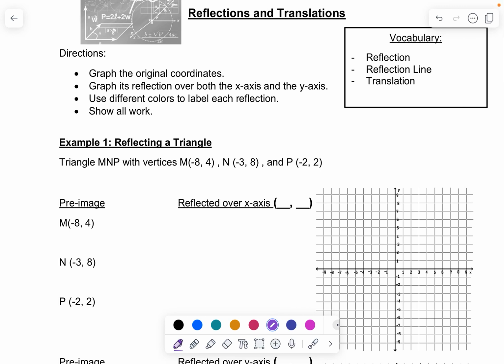We have talked about translations. Now we're going to talk about reflections today. And a reflection is like looking at your reflection in a mirror. When you look in the mirror, here is a person.